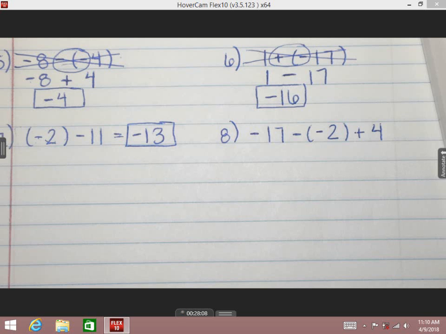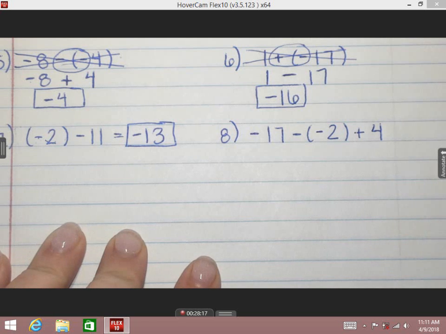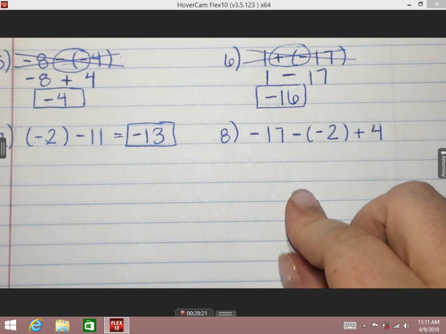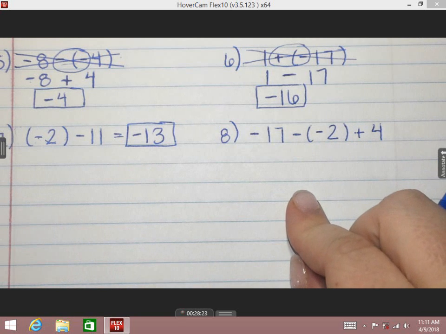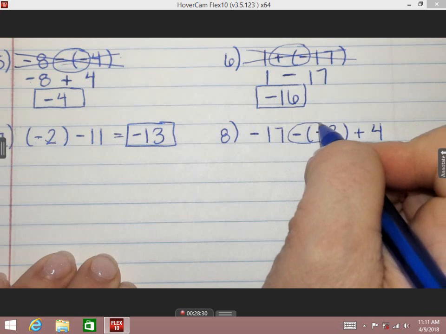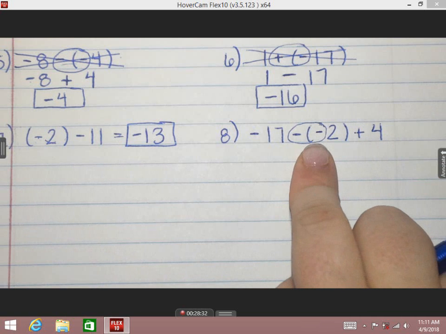Raise your hand if you can tell me what it is that you notice in this problem that makes it a bad problem. Serenity? There's double signs. All right, so if you'll look right here, do y'all see that double sign? So the very first thing I'm going to do is fix this problem, because do we want to try to work a bad problem? No. All right. So we're going to circle our double sign.